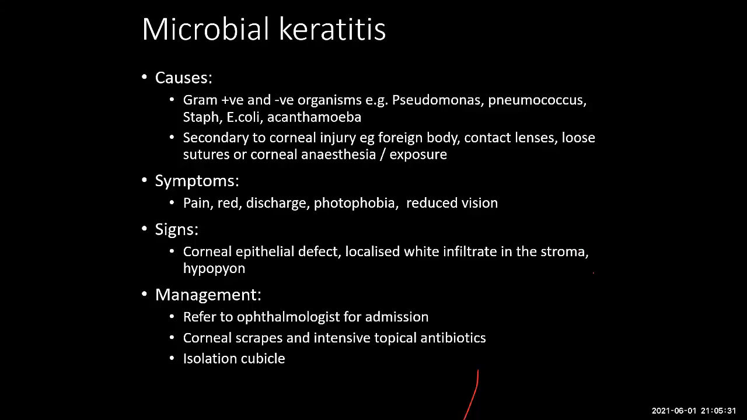Signs would be corneal epithelial defects, localized white infiltrates in the stroma, and then hypopion. Hypopion is pus in the anterior chamber. And the management, again, this kind of case should not be managed elsewhere. It should be managed in the ophthalmic department. So refer to us as early as possible.